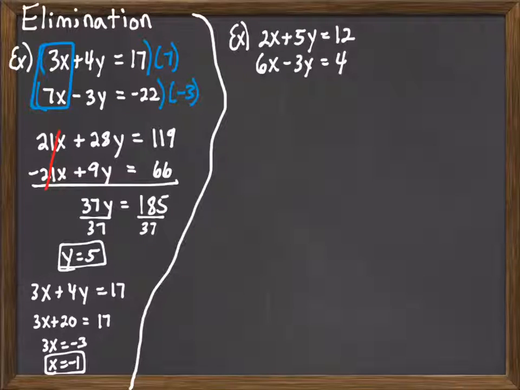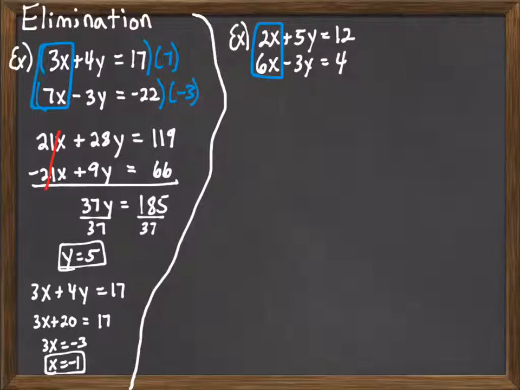Here we have the equation 2x plus 5y equals 12, and 6x minus 3y equals 4. Once again, we want to choose a variable to eliminate. This time I say to myself, well wait a minute, look at those x's. One's a 2x and the other's a 6x. So I can turn that 2x into a 6x.